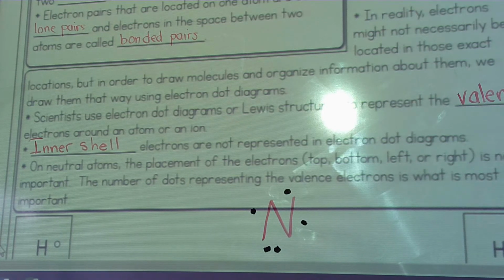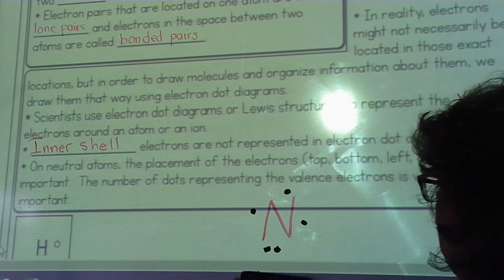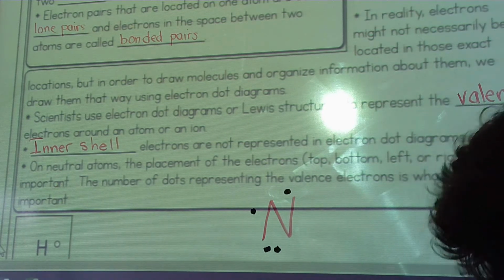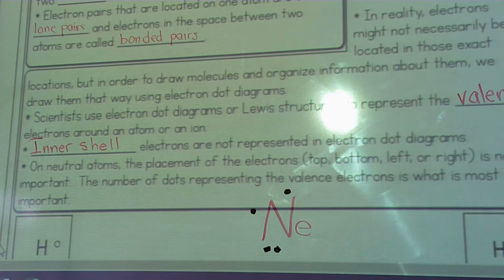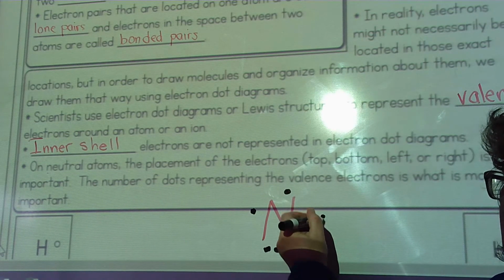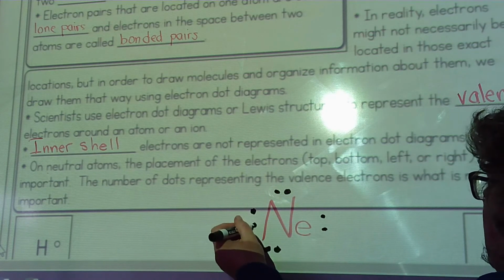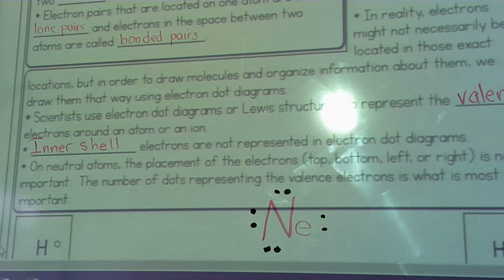Also, let's change this really quick to neon, which has 8 valence electrons. 8 fits nicely, 2 on a side, and it's nice and even. So it doesn't really matter where you put those dots to represent the electrons, except for 2 things. 1, you get the right amount. And 2, the fact that we usually only put 2 on a side.